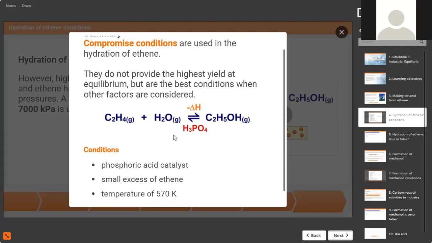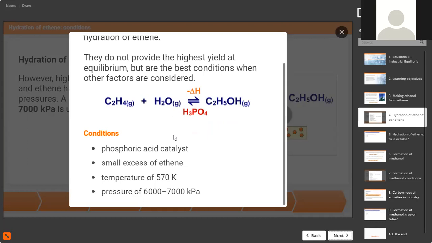We have a compromise temperature of 570 Kelvin because whilst we can get a higher yield with a lower temperature, the reaction takes a very, very long time to take place, so it isn't very economical. So they have a similar yield, slightly less, but it's similar. And then we go with the pressure of 6,000 to 7,000 kilopascals, because a high pressure creates a higher yield, but high pressure costs a lot of money, so we go with that compromise pressure.